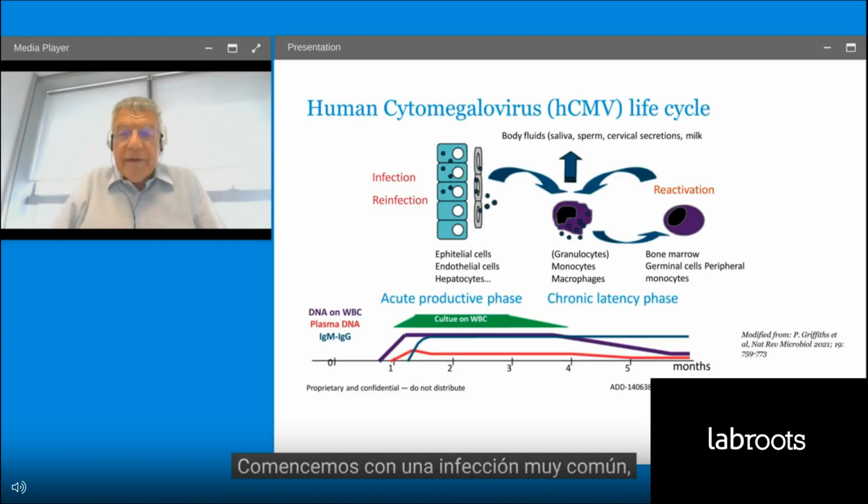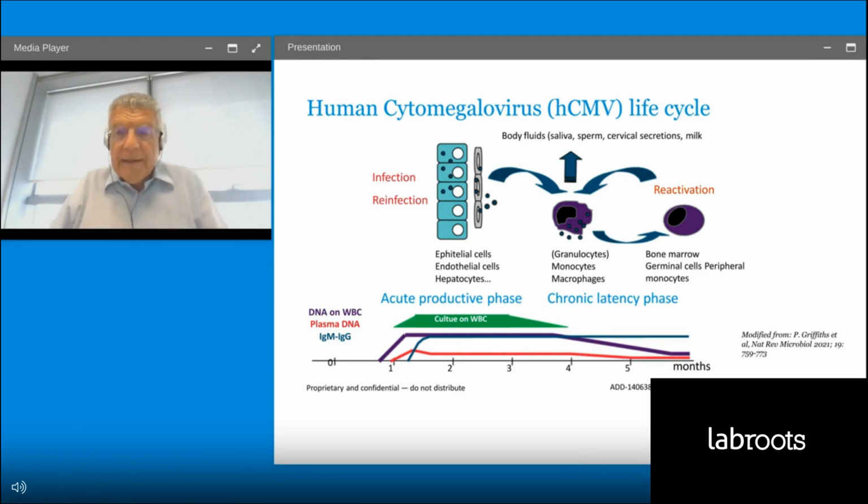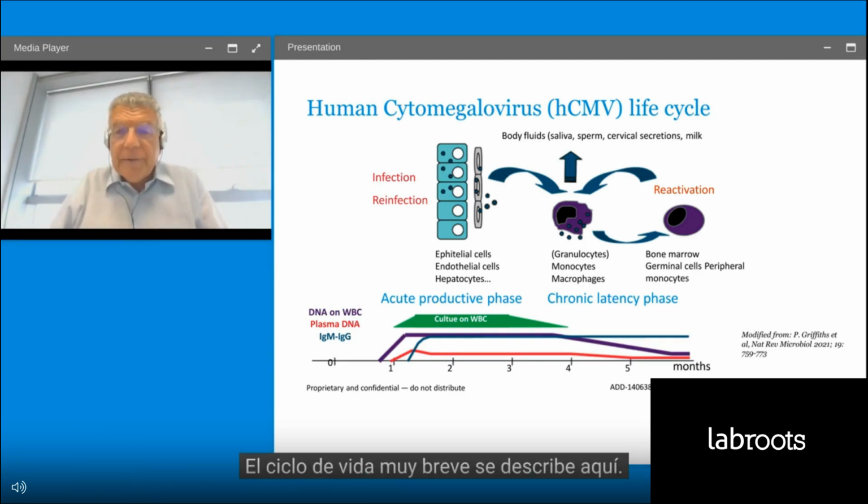Let's start with a very common infection, which is the human cytomegalovirus infection. You know that cytomegalovirus is a herpes virus. It affects a variety of cell compartments from the ectodermal layer, and so it is known as one of the most common and persistent infections we have as humankind. The very brief life cycle is described here; we will not waste your time on that. The relevant thing is that once the infection is established, after the acute productive phase there is a chronic latency phase that never ends. So it's for a lifetime.